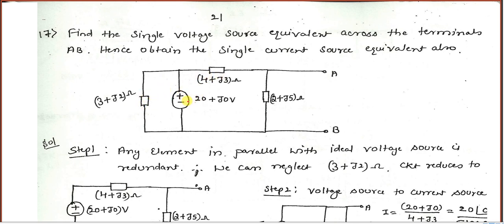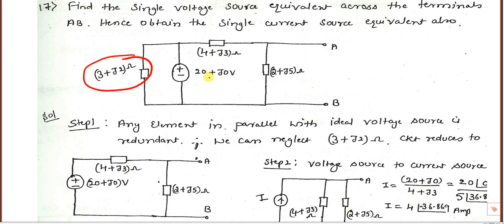We have an ideal voltage source, 20 plus J0, and it is connected across some impedance. So we know that this one is redundant, because any element connected across an ideal voltage source is redundant. You can just remove it from the circuit. So the simplified circuit is 20 angle J0 in series with 4 plus J3. So this is a practical AC voltage source, and one more impedance, 2 plus J5, is here.